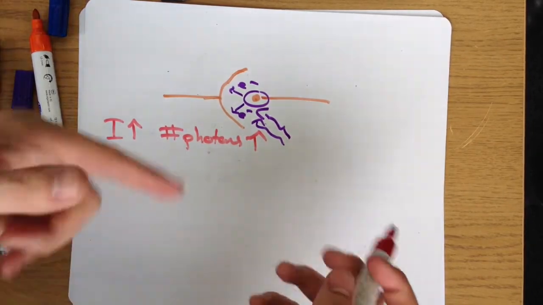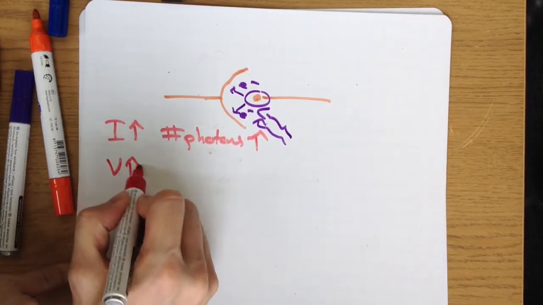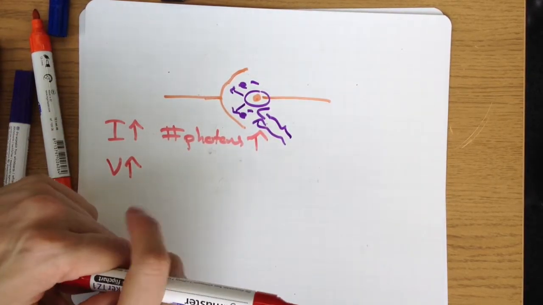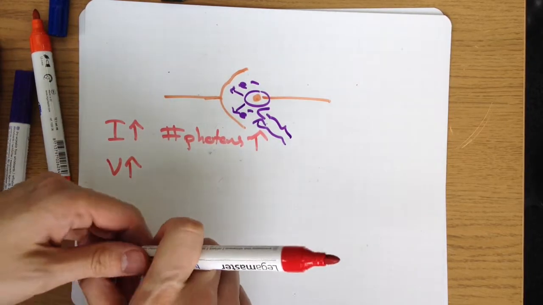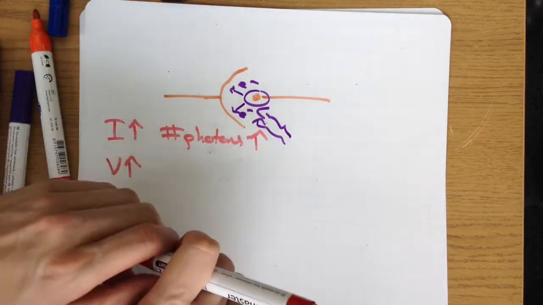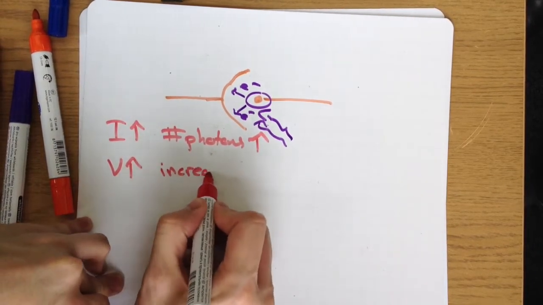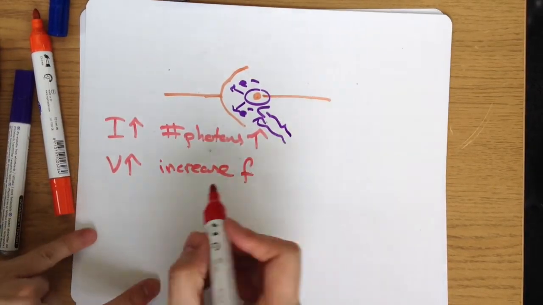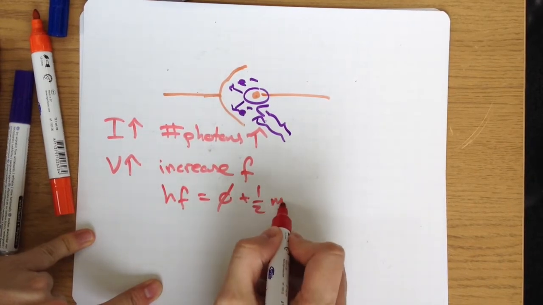To increase the voltage, so to increase the amount of energy they have going through, how are you going to do that? How are we going to increase the voltage? So how am I going to increase the energy that each of these electrons has? Increase the frequency. Yeah, why? I think it's the formula. Because of what formula? hf equals work function plus... Because if you increase the frequency, you'd increase the energy.